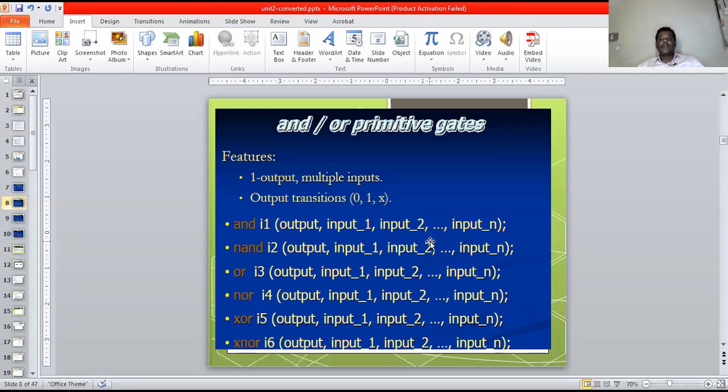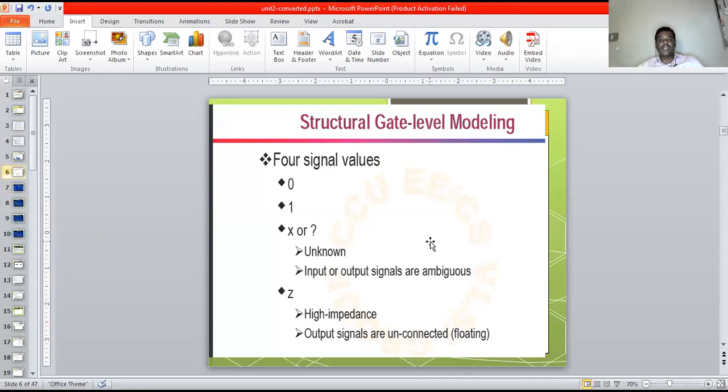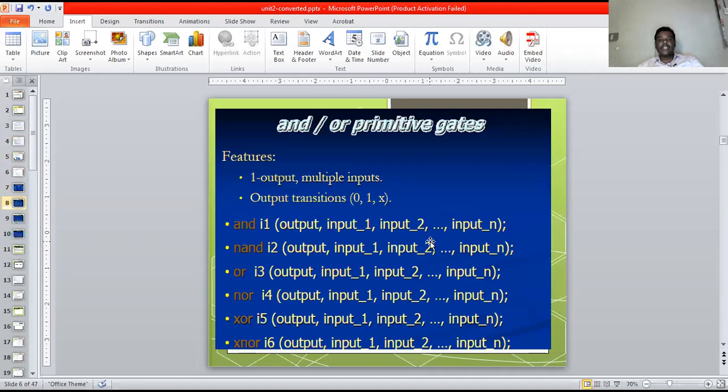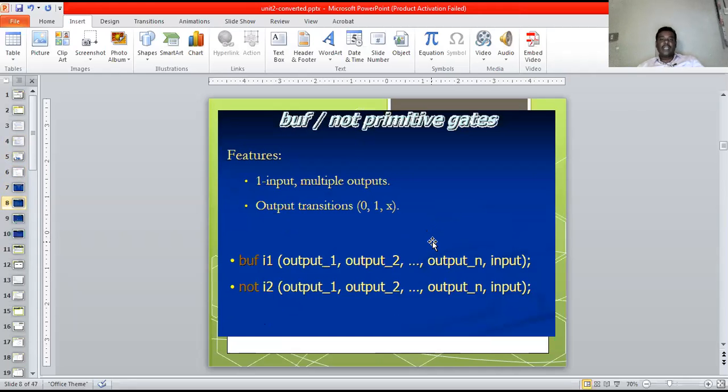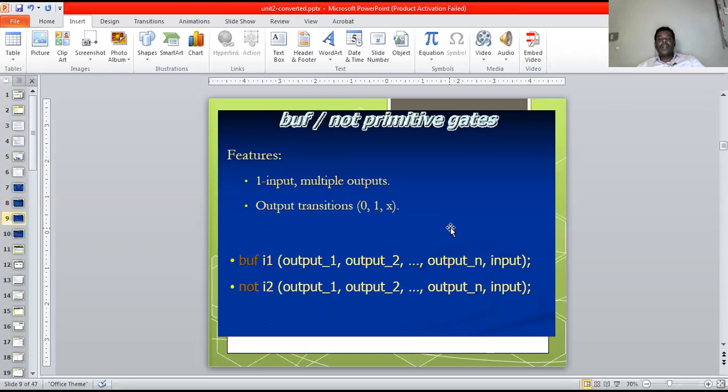Okay, students. So in this class, we talked about the classifications of the primitives and what inputs we can apply. Next is the general structure of the representation of the primitive gates here. We already discussed the AND gate, NAND gate, OR gate, NOR gate, XOR gate, and XNOR gate representations, input ports and syntax representation of these basic gates. Now I'll talk about the syntax representation of the buffer gate and NOT gate primitive gates here.